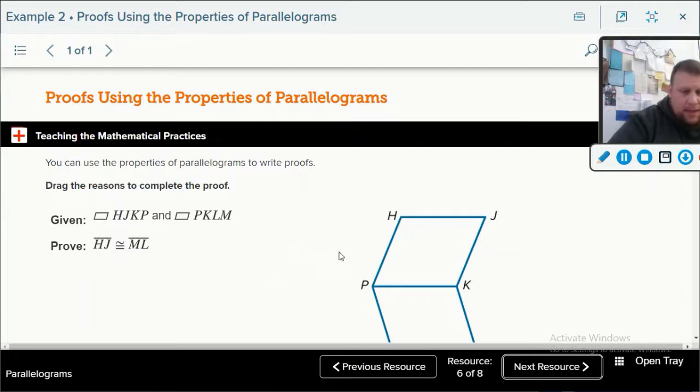Drag the reasons to complete the proof. Now we're going to do an actual little mini proof. Don't worry, it's not too hard.